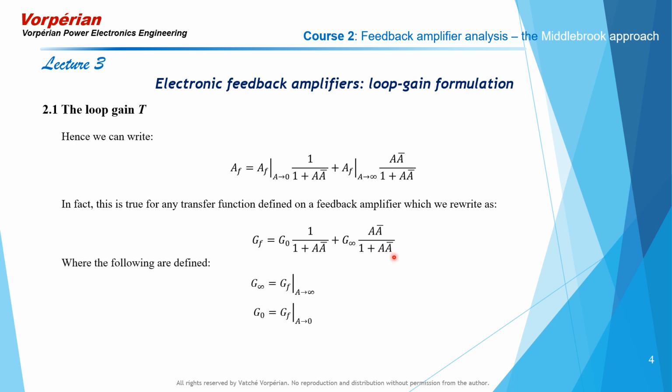In it, G_infinity is defined as the closed loop gain with A going to infinity, and G_0 is the closed loop gain with A going to 0. Now here's where we introduce the loop gain T. The product A A bar is defined as the loop gain T. Now notice that A bar is not a function of A. So whenever we say A goes to infinity, we mean that the loop gain T goes to infinity. So now we're going to take this expression and substitute it in this one here for A bar.